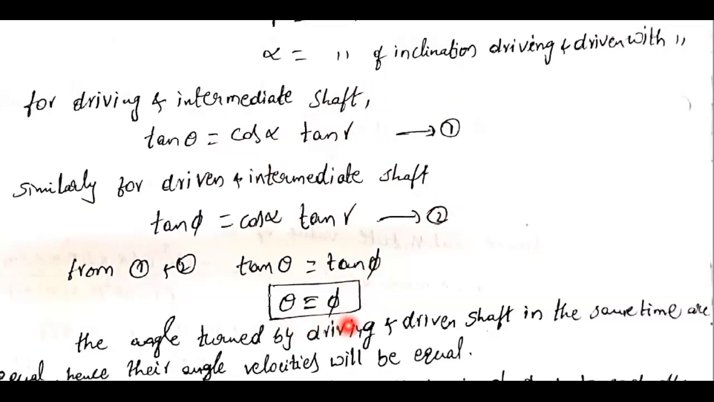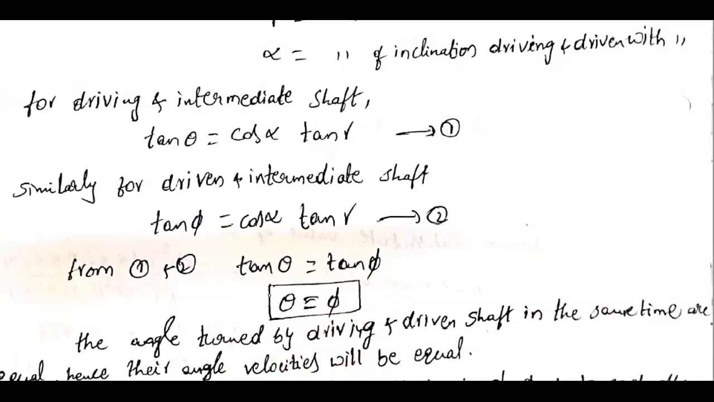What is the angle between our driving and driven shaft? The angle turned by the driving and driven shaft is the same. So the intermediate shaft also makes the same inclination to our driving and driven shafts. Hence, the angular velocities will be equal.